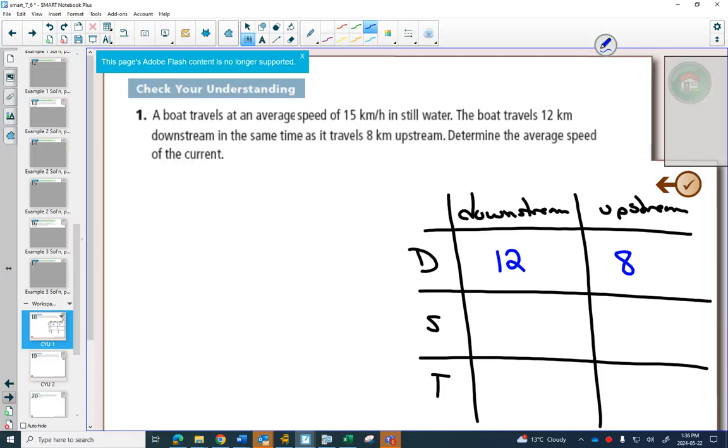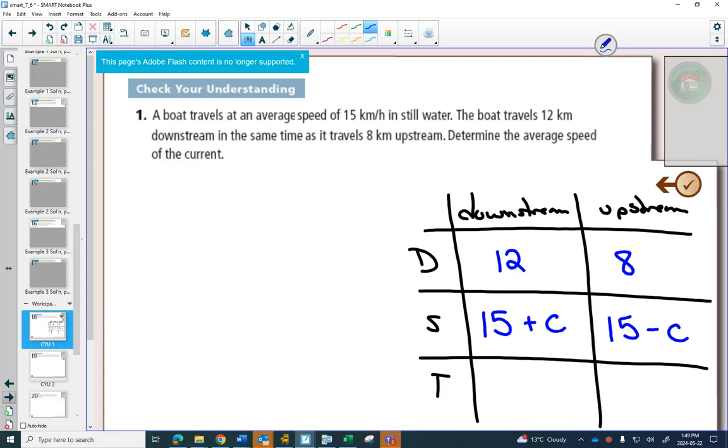We know that you go 15 kilometers an hour when it's still. If you're going downstream, does the current make you go faster or slower? And the answer is going downstream, you would go faster. So if normally you go 15, does it make sense that this speed will be 15 plus whatever your current is? Which is, of course, what we don't know. And upstream then would be slower by whatever your current is.